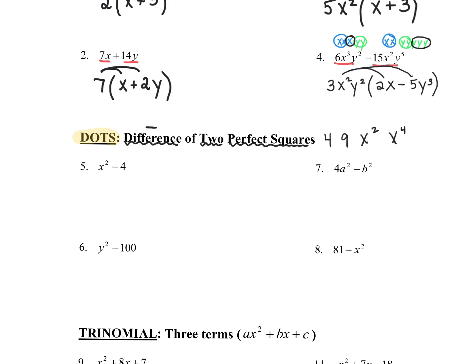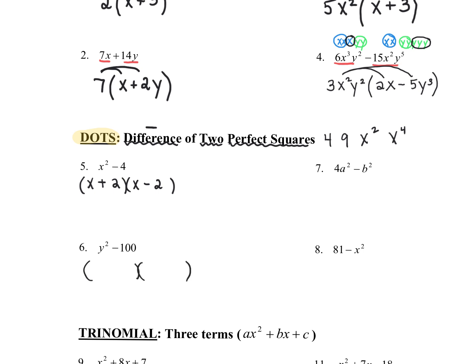All right, so whenever you have DOTS, you're going to split it up into 2 sets of parentheses. Sometimes we call this a double bubble. And you're literally just splitting everything that you see. So x squared gets split up into x and x. The only signs that will ever make a minus, one has to be positive, one has to be negative. And then you're going to split that 4 into its perfect square of 2 and 2. Always go in the order that you see it. All right, question 6. I have y squared minus 100.